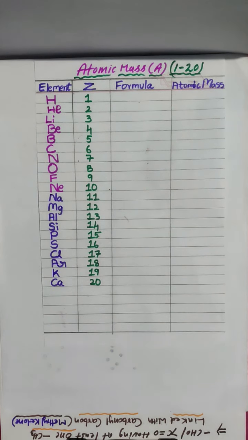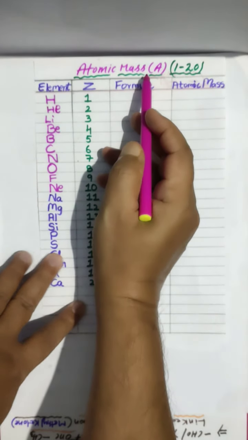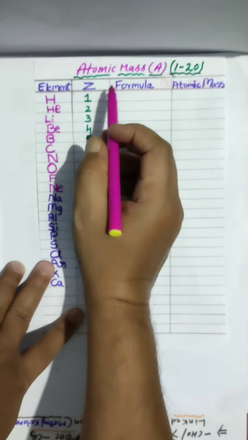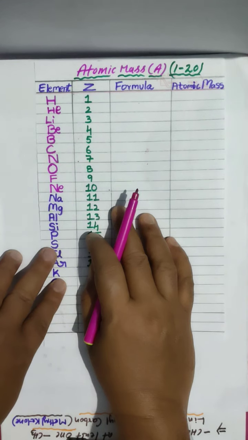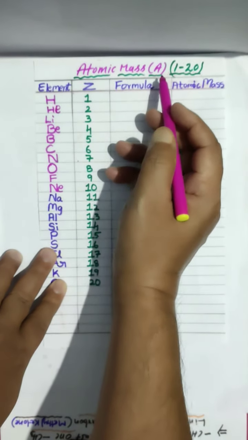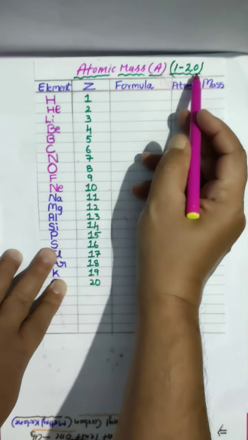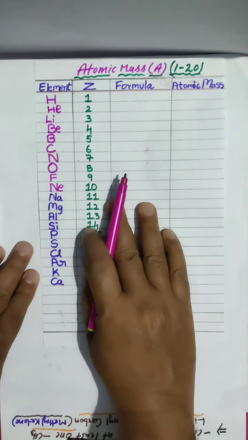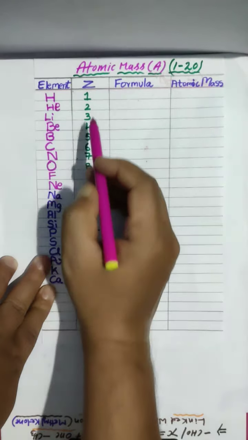And today we are going to discuss another important basic concept in chemistry, and that is atomic mass. Generally, students have a little bit of a problem remembering atomic mass, and today I am explaining atomic mass for elements 1 to 20. This is one trick, like how we learned the elements in the last class. In the same manner I am explaining.